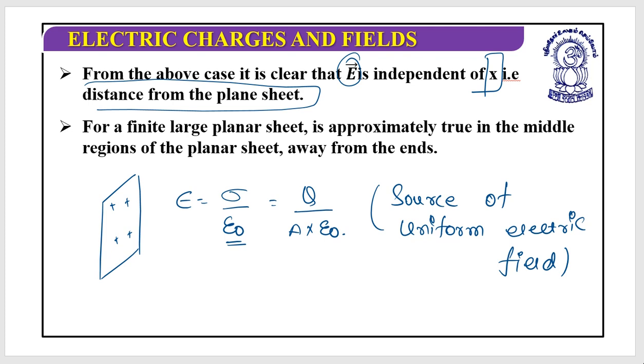So have you done with this? This does not depend on the distance from the plates. In spheres it would be dependent, because the relation was E equals K into Q by R square. So as soon as the distance increases, the value of the electric field will decrease. Are you sure? Yes. So let's move on.